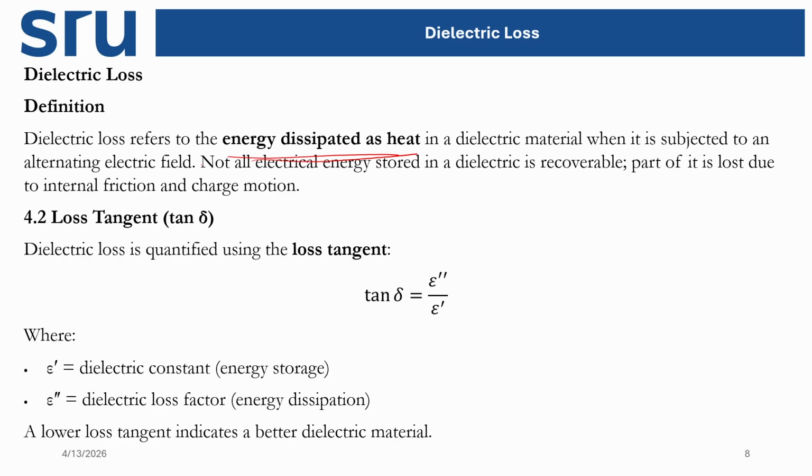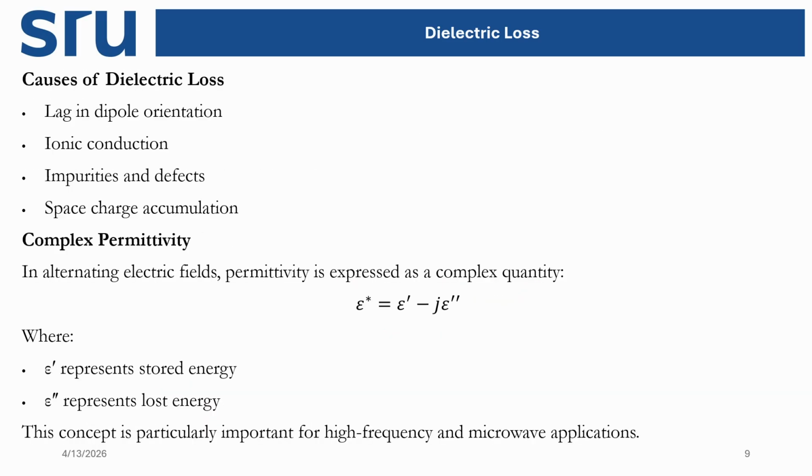So how do we calculate this? We calculate it using tan delta, which is the ratio of the loss factor divided by the dielectric constant of the material. That means how much we are losing divided by how much is stored. That ratio is called the loss tangent. From it we can quantify how much charge the material is storing and how much it is losing.